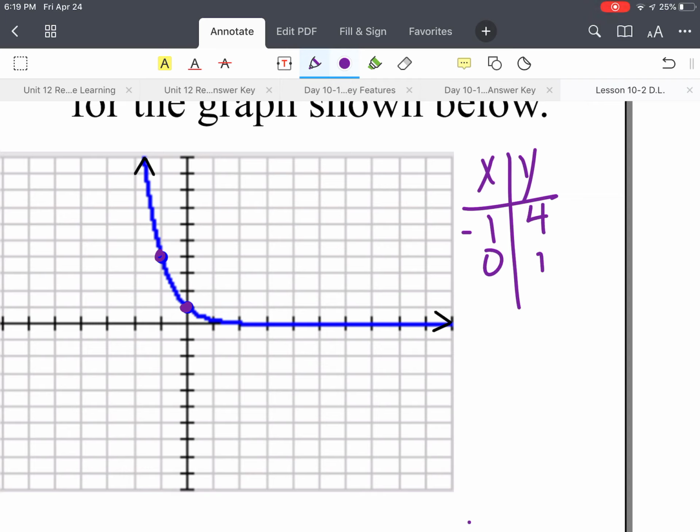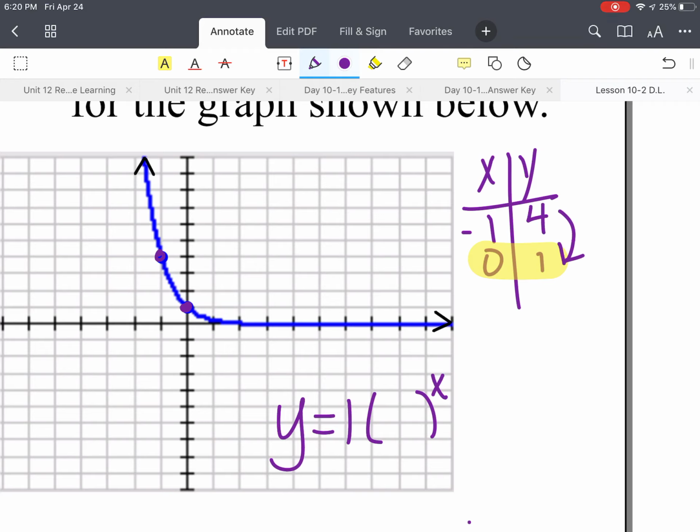Okay, so now I know my y-intercept, 0, 1, so I know it's going to start when I write my equation. I know I'm going to put a 1 here, and then I have a parenthesis, and then an x, and in that parenthesis is the multiplying factor. 4 times what gives me 1? 4 times what number gives me 1?